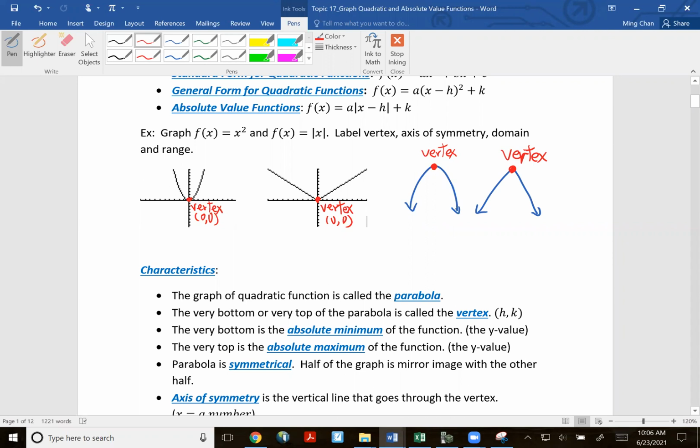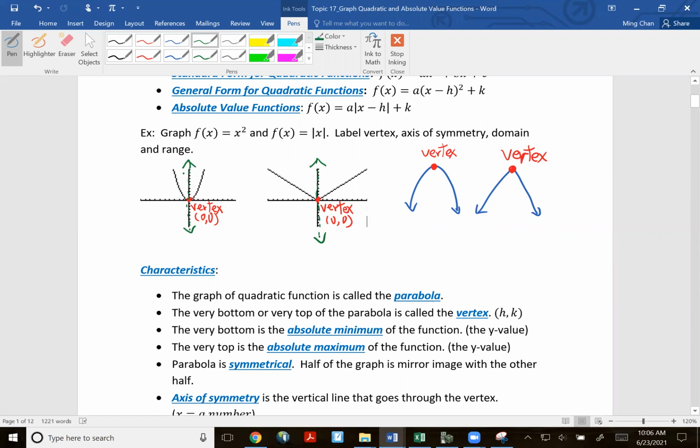What is the so-called axis of symmetry? The axis of symmetry refers to a vertical line that will cut through your parabola or your V in exactly half. So it's a mirror image on both sides. The left side and the right side are mirror images of each other. So the axis of symmetry is simply a vertical line that crosses through the vertex and cuts your parabola or the V in two halves.